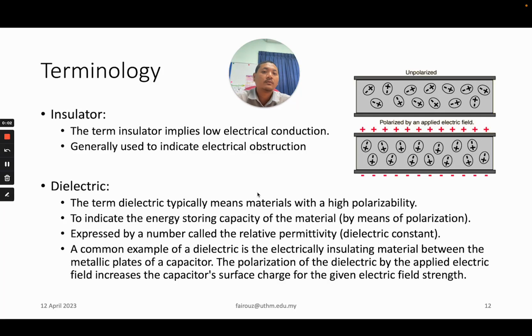Let's continue with the second part of this chapter. We're still looking at the terminology. So the next terminology is insulator.